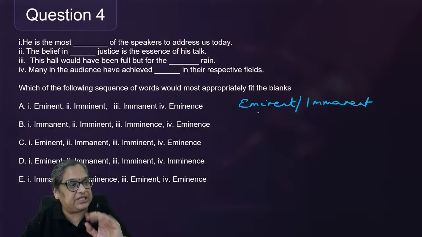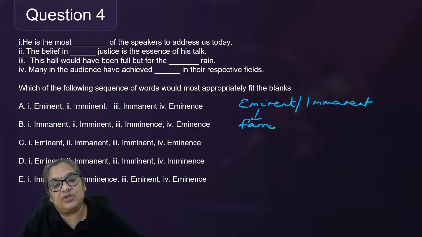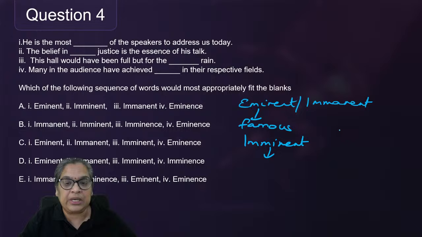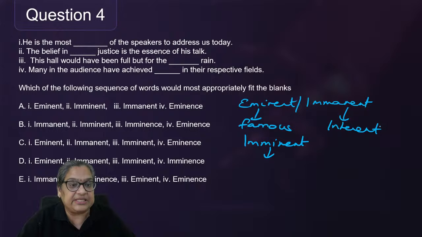Eminent means famous, somebody who is very well known. Imminent is something which is impending, likely to happen very soon. Immanent is something which is inherent, inborn. Now tell me which is the right set of words. Option A says eminent, imminent, immanent, and eminence. He is the most dash of all speakers today.